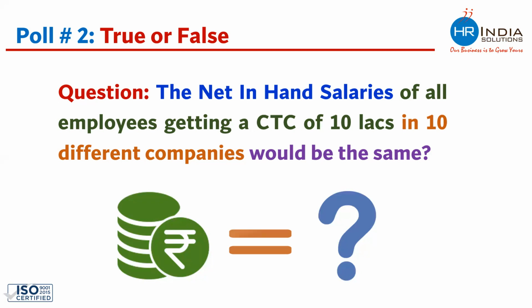The correct answer is false. The in-hand salary of all these employees would never be the same if they are working in different companies, irrespective of whether they are at the same CTC or not. Why would it be different? Because compensation structure designing differs from company to company. And why does it differ? Due to absence of law. Due to absence of law, every company designs salary structure or compensation package in their own different way. And take-home salary of all these employees who are working in 10 different companies, even if they are at the same CTC, would not be the same. In the coming slide, we would be understanding this in a better way. Thank you for your responses, everyone.